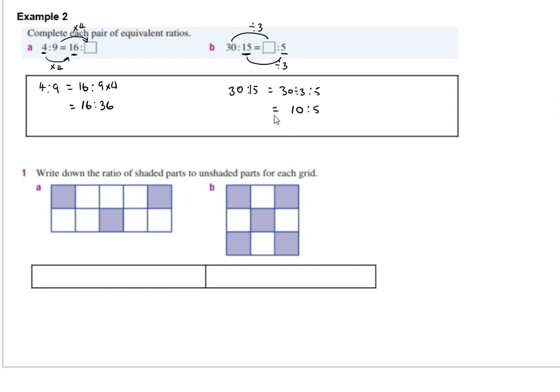And you can pretty much see that because 15 is half the size of 30 and 5 is half the size of 10. So we can tell we've done it correctly.